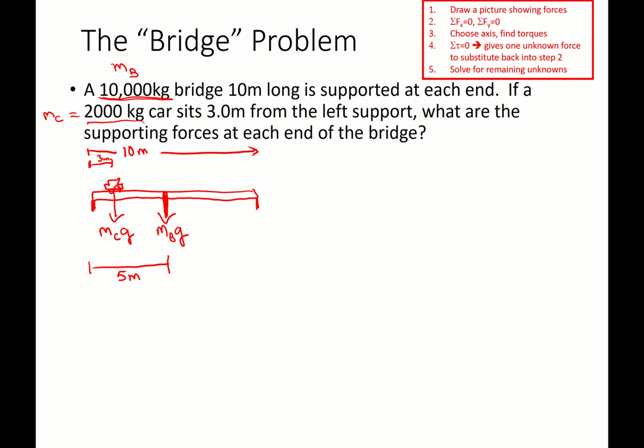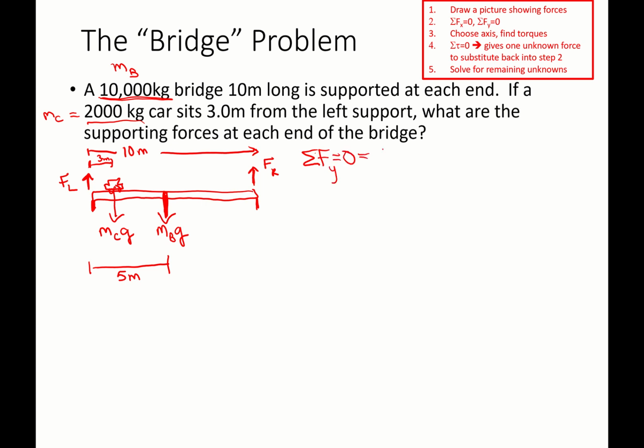Okay, so what else do we have? Well, we've got those two downwards forces. What's keeping the bridge from falling down? Well, we've got a force on each pillar at each end of the bridge. And let's call it the force on the left and the force on the right. Okay, so we've drawn a picture showing the forces. The next thing we have to do is to say that the net force is 0. We only have forces in the y direction, so the net force in the y direction is 0.